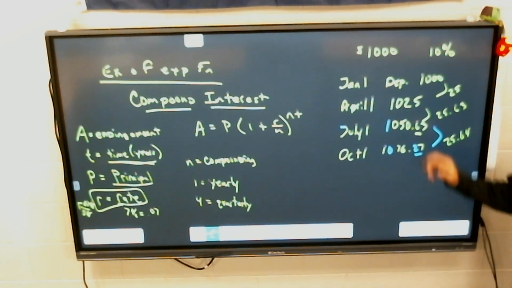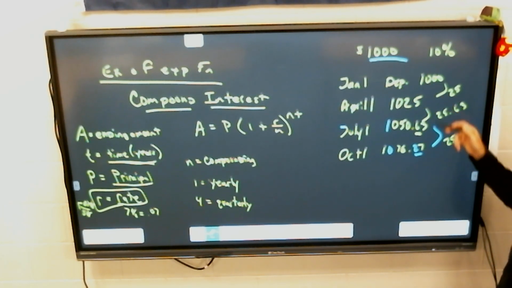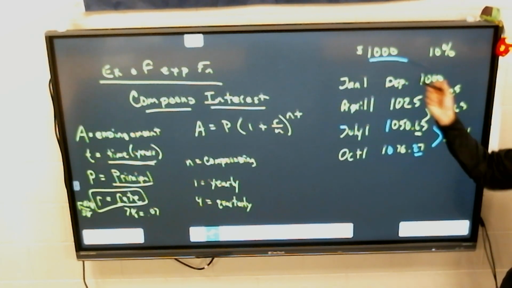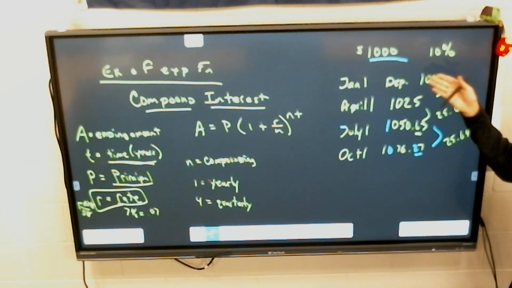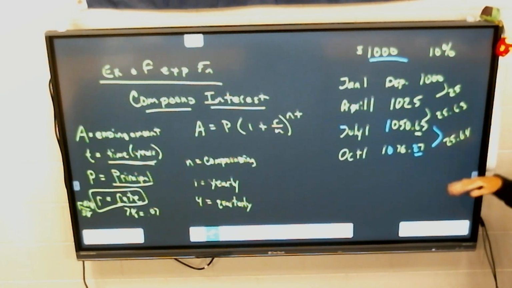Okay? What if this was more than 1,000? I mean, this isn't very much. We're talking pennies here. But if this was more money, like 10,000 or 20,000, you could be making a pretty good chunk of change with compound interest. And it's going to build over time much faster.